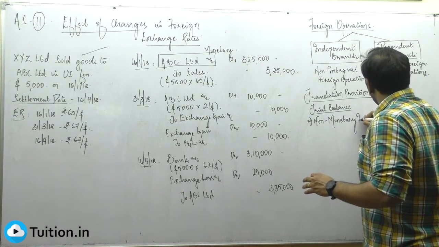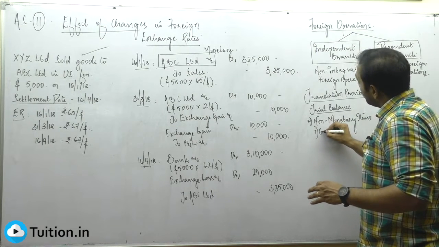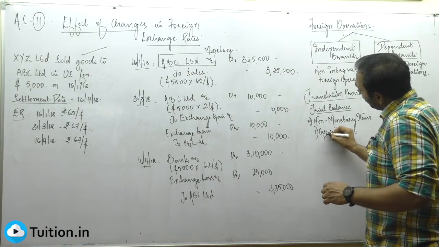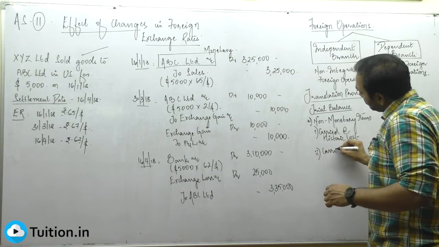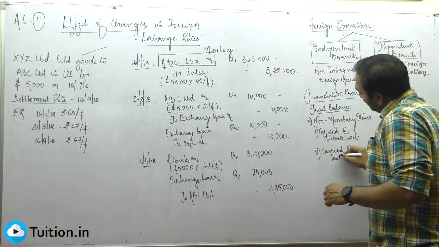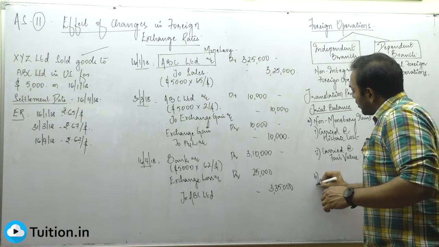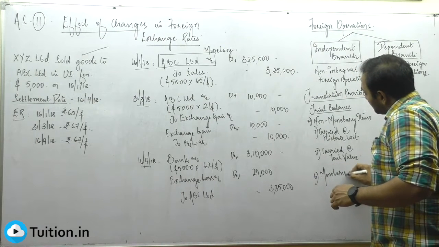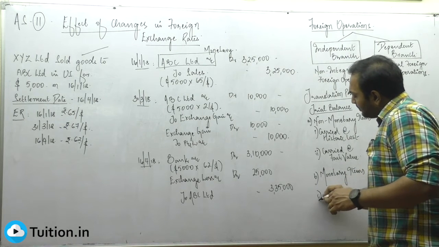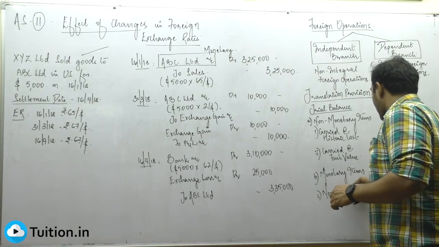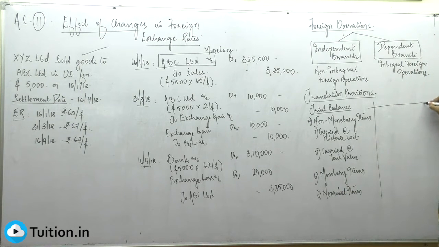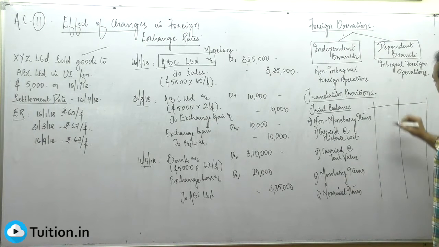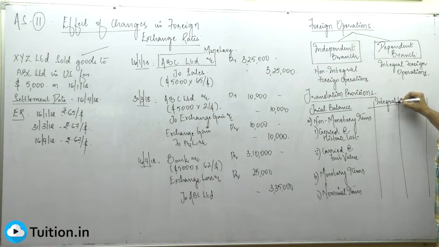Again, these non-monetary items, we have split them into two types: those which are carried at historic cost, and those which are carried at fair value. Along with that, we also divided them into monetary items. One more classification was still left out without a change in the name. Now such trial balance has to be translated for both integral foreign operation and non-integral foreign operation.